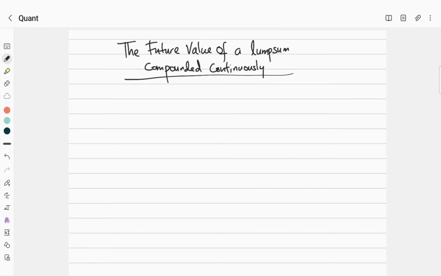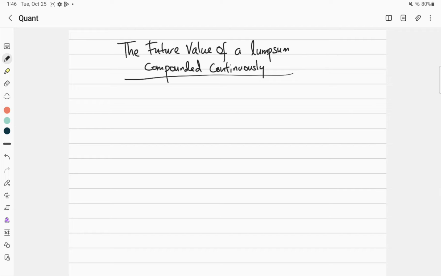In this video, we're going to learn about the future value of a lump sum compounded continuously. In previous videos, we have learned the future value of a lump sum, or a one-time investment, that is compounded a discrete number of times per annum. That is, we have tried to see what our one-time investment will be worth in the future if it's compounded, say, 4 times a year, that is quarterly, 2 times a year, maybe semi-annually, or if it's just compounded one time per year, that is annually.